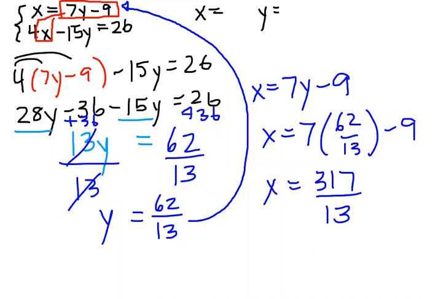So the solution for this system of linear equations is x is 317 over 13 and y is the fraction 62 over 13.